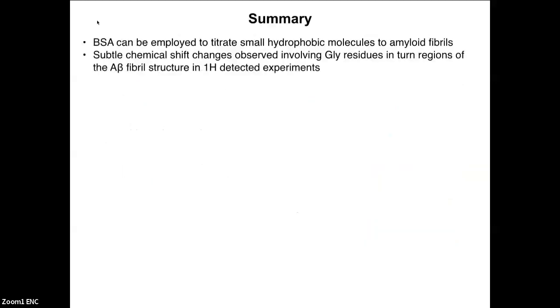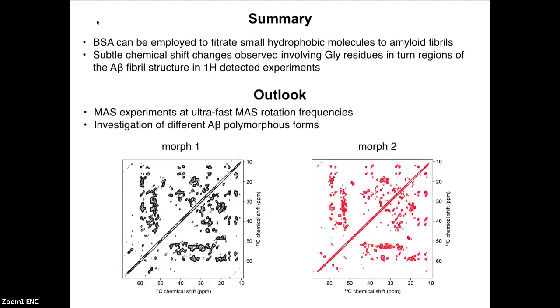And this brings me to the summary. I hope I could show you that BSA can be employed as a carrier to titrate hydrophobic molecules to amyloid fibrils. We observe no chemical shift changes for carbon-based experiments, but subtle small chemical shift changes in proton-detected experiments. In the future, we would like to repeat these experiments using a 0.7 probe, so we have higher frequencies available, and we hope to be able to detect the PET tracer molecule.